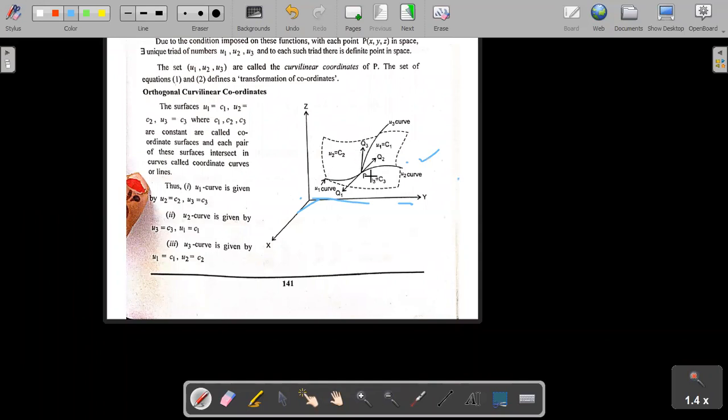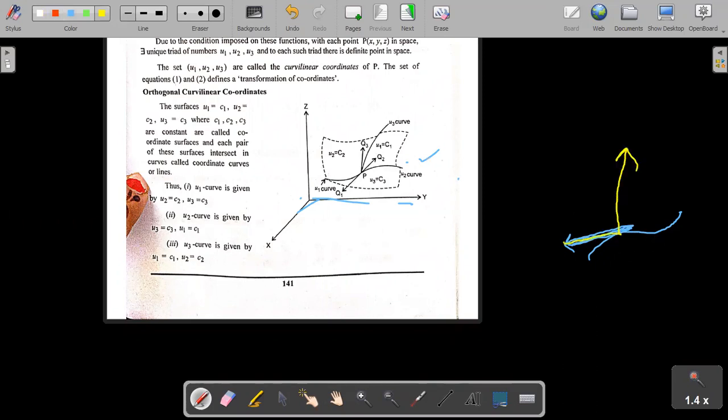Now the second thing which comes to our mind is, what about the orthogonality? What about the curves, they should be perpendicular? And we know whenever we have to talk about perpendicular along a curve, we talk about the tangents. So what is a tangent? Any line which touches the curve, and any line which is perpendicular to the tangent is nothing but the normal.